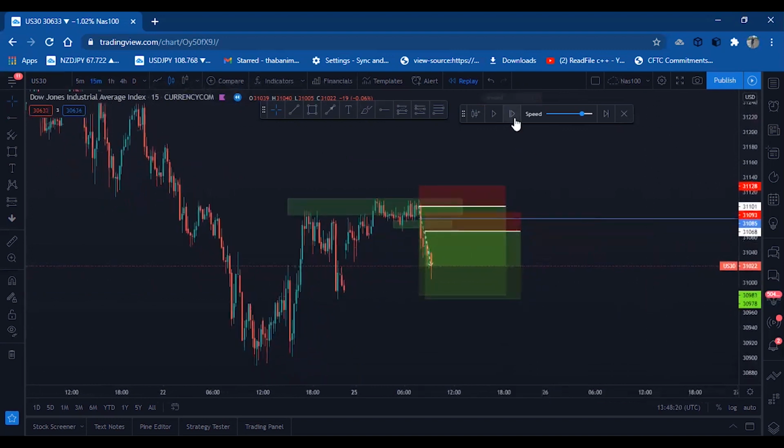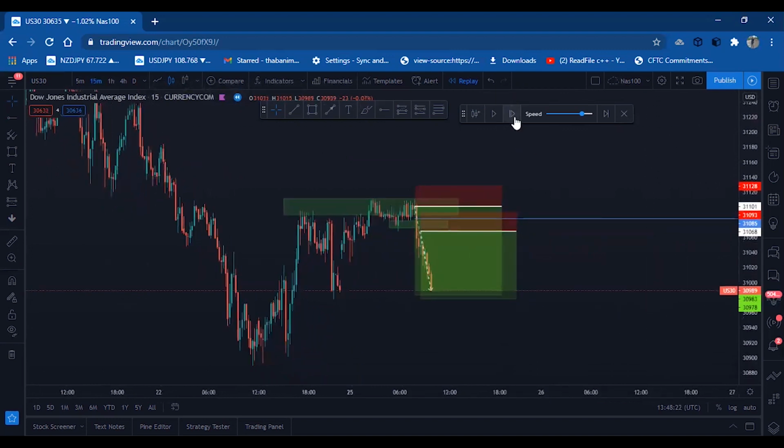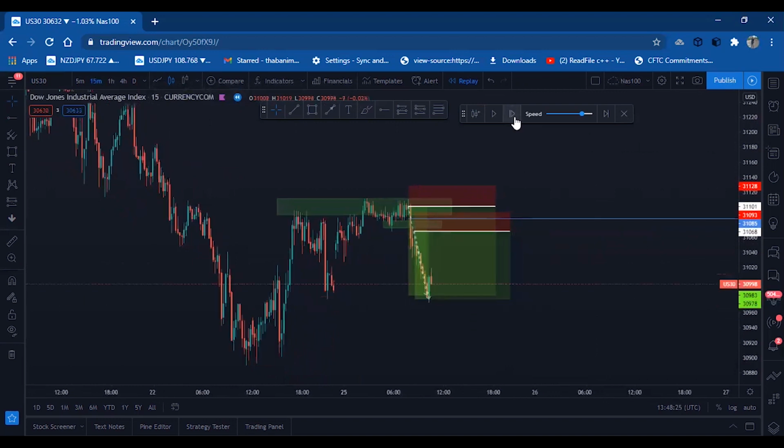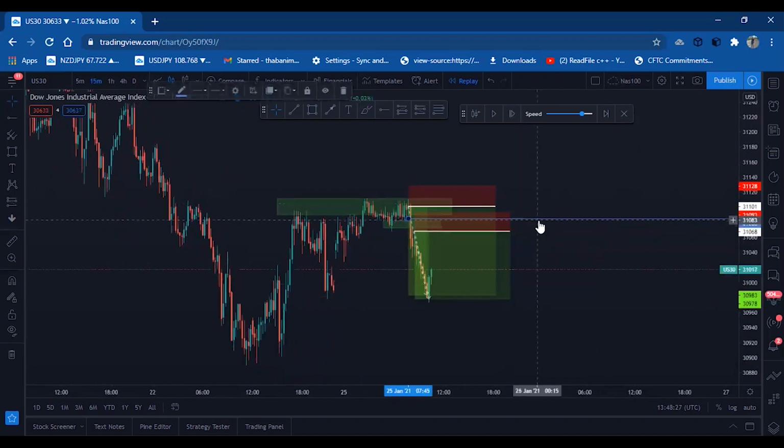Then let's see what price is gonna do. Push to the downside, push to the downside. Okay, now it formed what? Let's see.